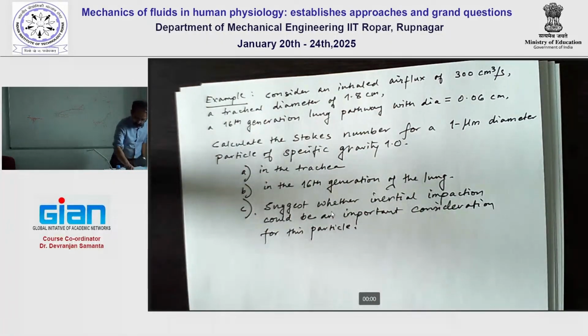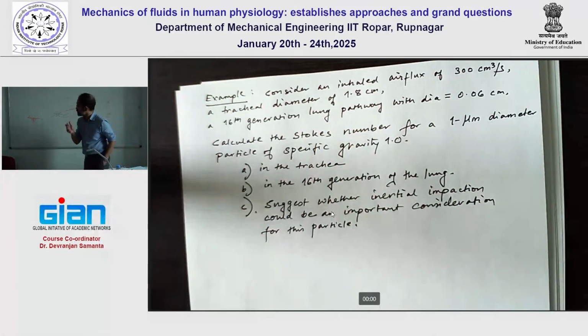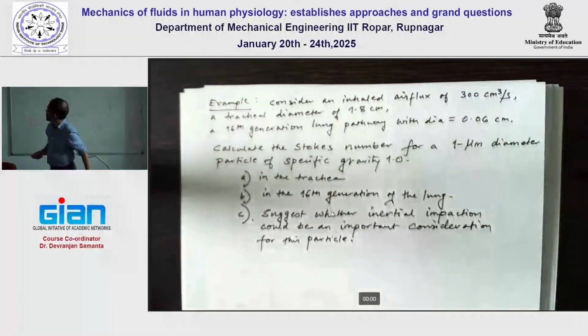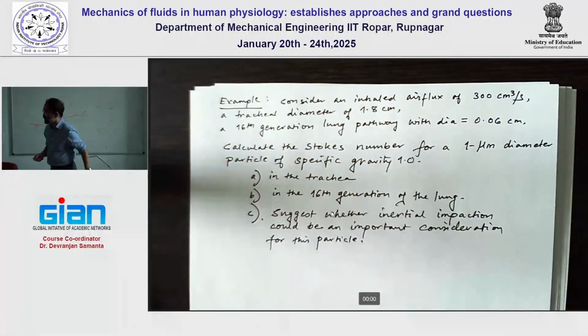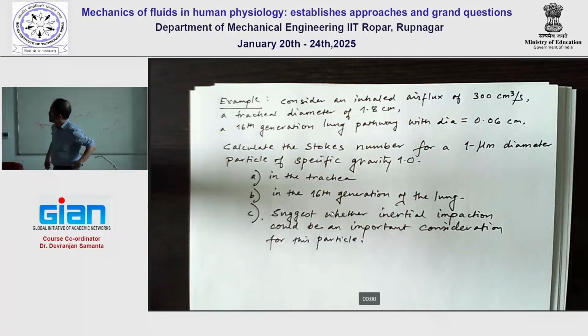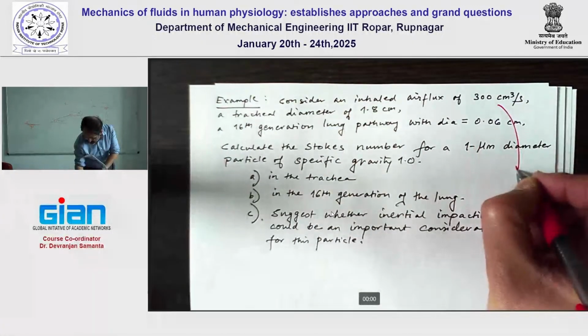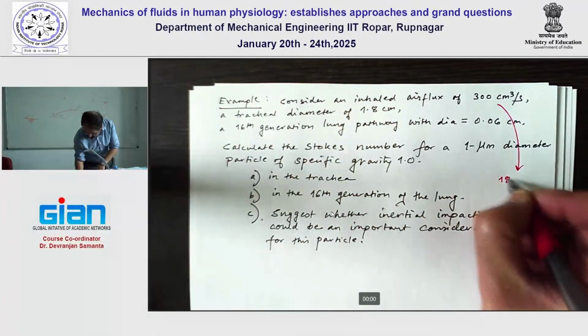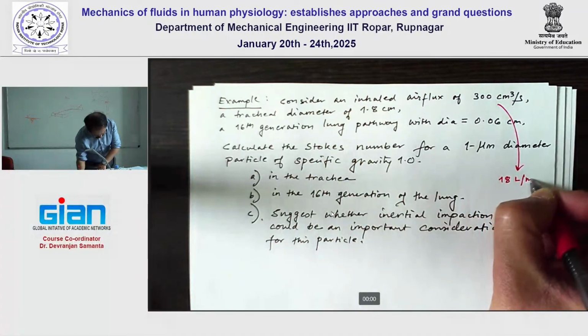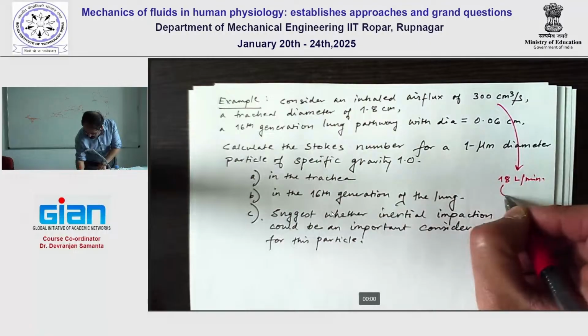Now, before we do any problem solving, just for the sake of the physiological realisticness of this problem, this 300 cc per second was very carefully chosen. It is equal to around 18 liters per minute, which is pretty standard.